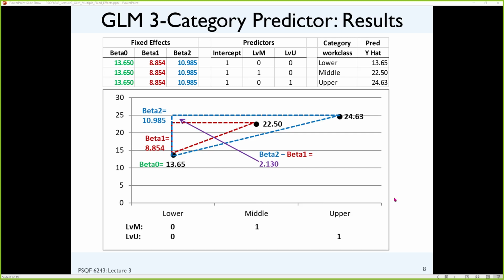But that actually brings up a really important point. What would happen if I put in the original predictor variable that was coded like 1, 2, 3 as one slope? The slope would try to give me the change going between lower and middle and upper, and it would constrain those two changes to be the same because it would be linear.